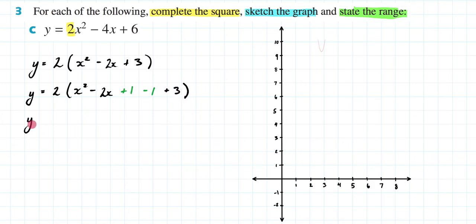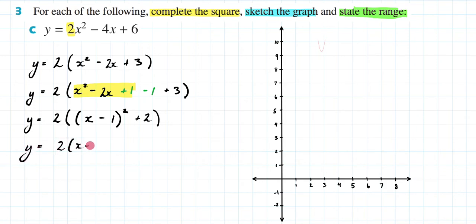Then I'm going to go y equals 2, and now we're going to say, well, what was all this business of plussing 1 then minusing 1? We did that because now this right here is a perfect square, which can be neatly factorized into x minus 1 and square that. Now I have negative 1 plus 3, which is going to turn into plus 2 and close my brackets. Now I'm going to put this 2 inside my brackets, so it's going to be y equals 2 x minus 1 squared plus 4.